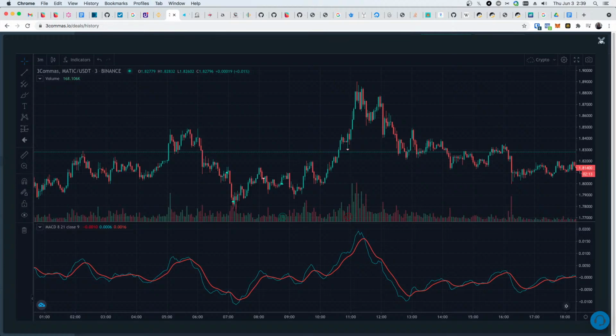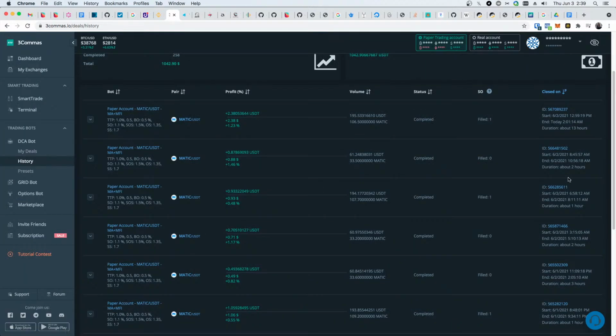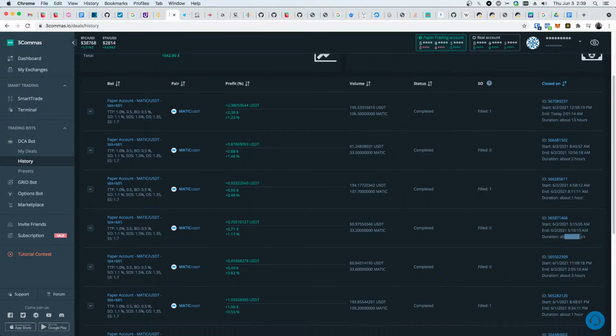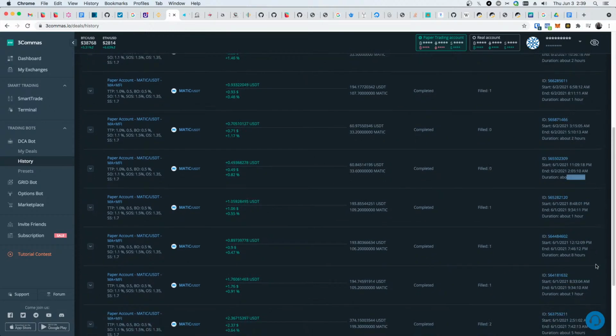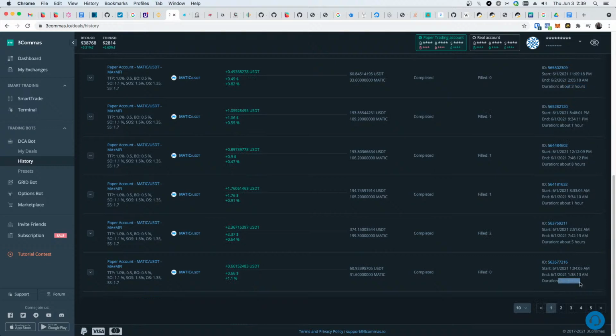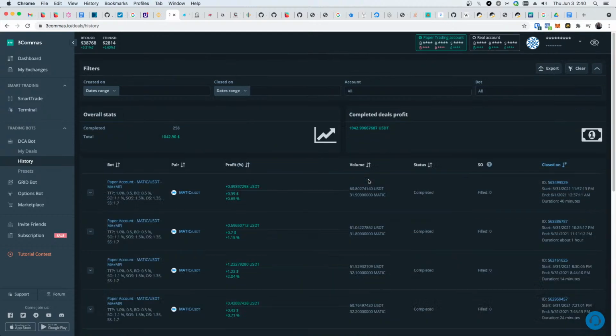It's kind of hard to see sometimes. I need to make that a little better. But yeah, you can see this one lasted 2 hours. This one lasted 1 hour. This one lasted 2 hours. This one lasted 3 hours. So you can see this one lasted 34 minutes. See, it works out pretty good. Again, only on these bull run coins.